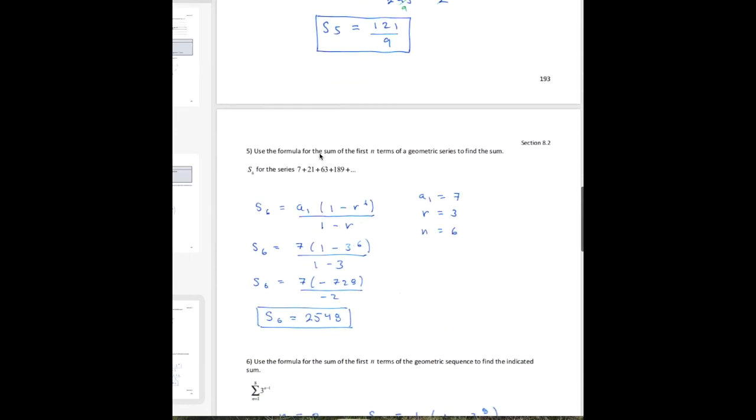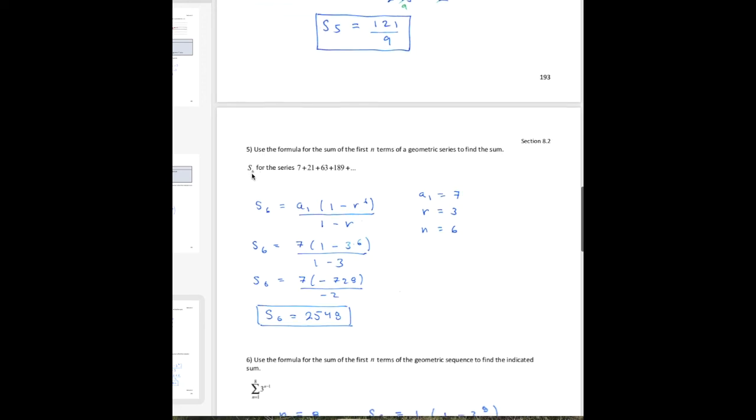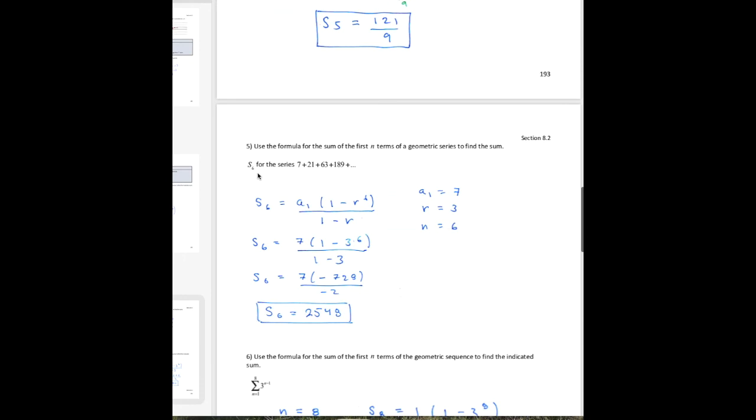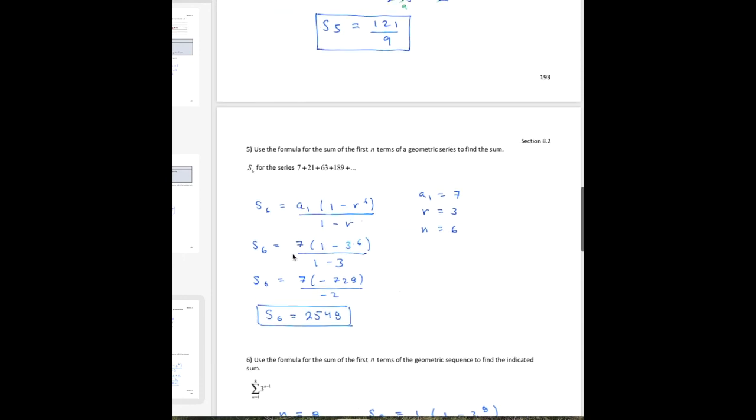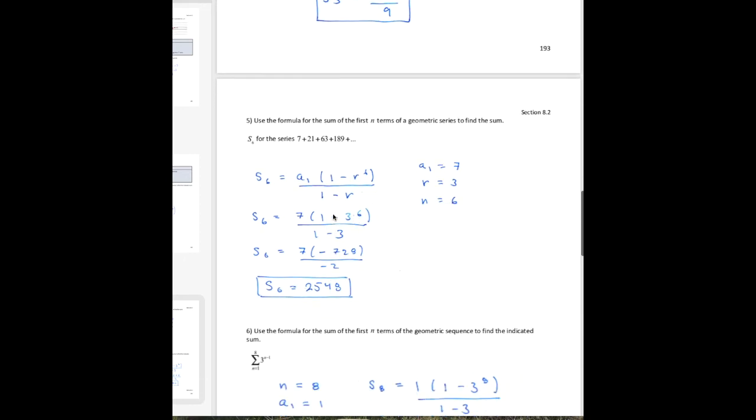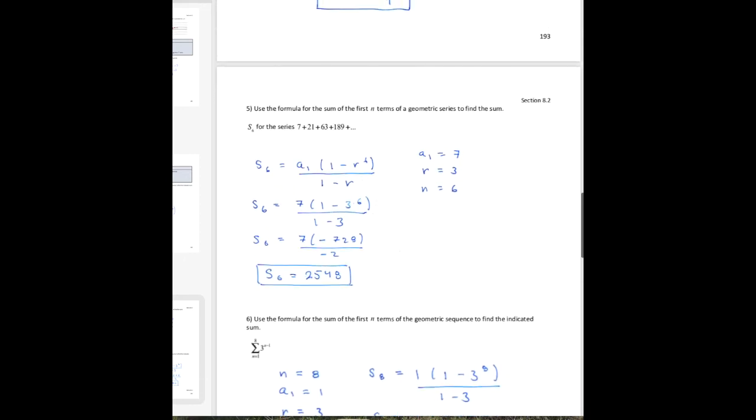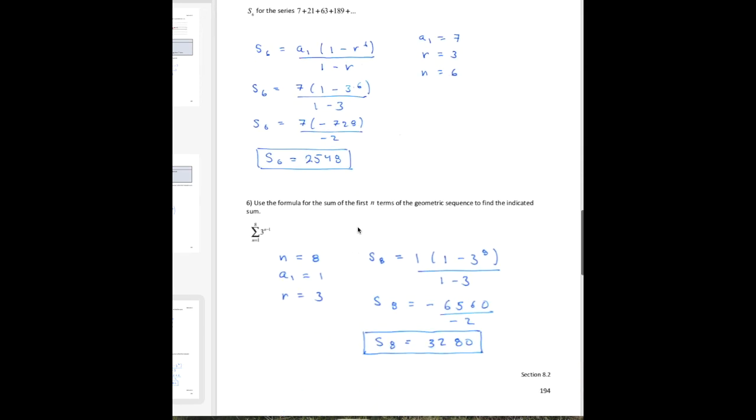This next one, use the formula for the sum of the first n terms of a geometric sequence to find the sum. So we're looking for the sum through the 6th term. In this case, our first term is 7, our ratio, 21 over 7, would be 3, and S sub 6, that sub 6 down there, is telling us n is 6. After that, it's very much just grinding out the math again with the calculator. So the sum formulas really are not terrible.